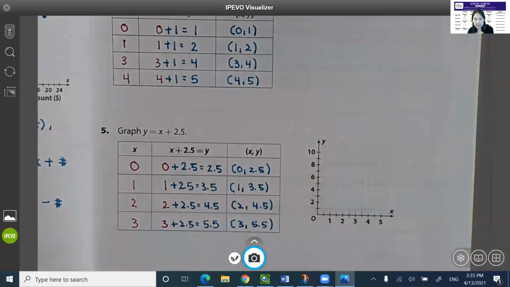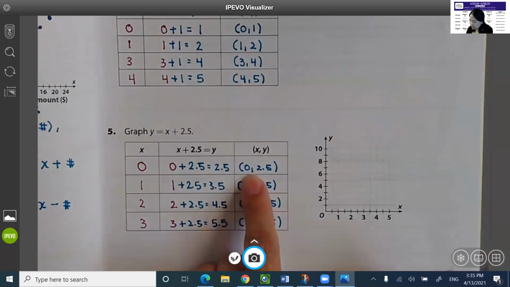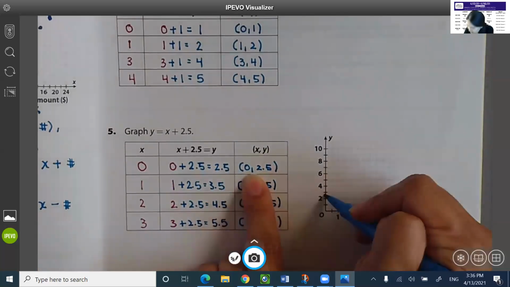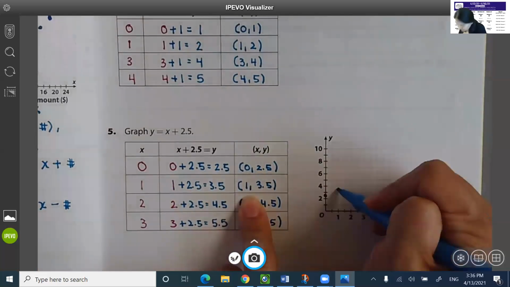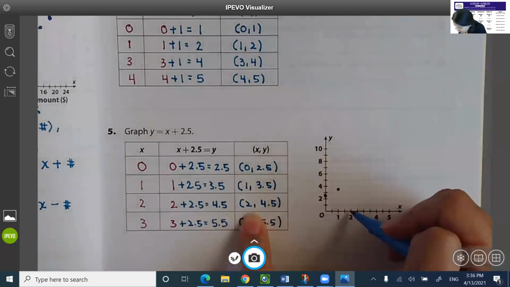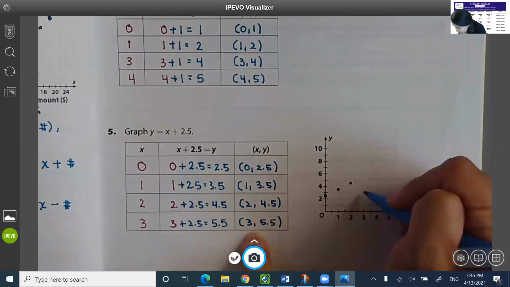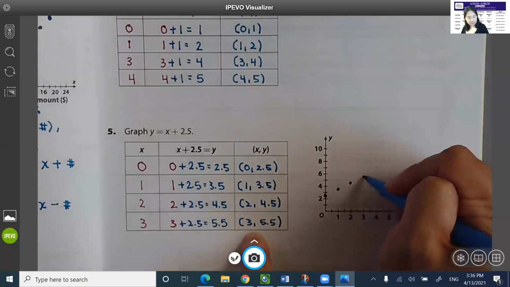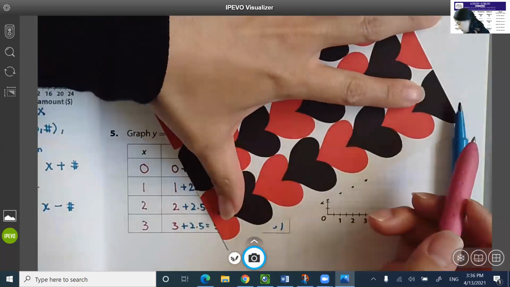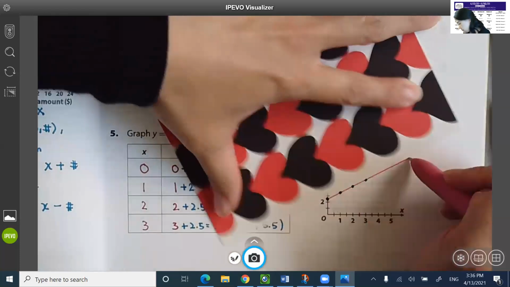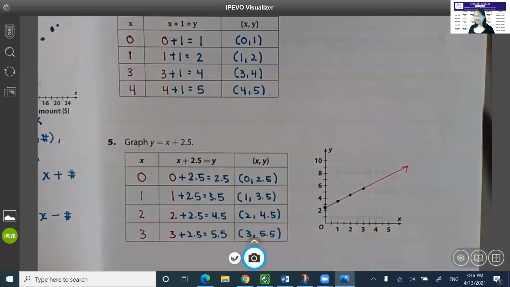Okay, let's plot the points. So when x is 0, y is 2.5, right about here. When x is 1, y is 3.5. When x is 2, y is 4.5. And when x is 3, y is 5.5. Let's connect them and see if I did it correctly. And it looks like I did. Okay, and that's it. Thank you.